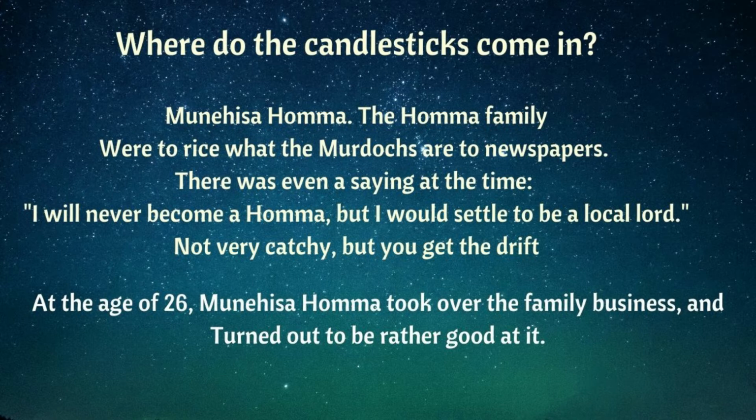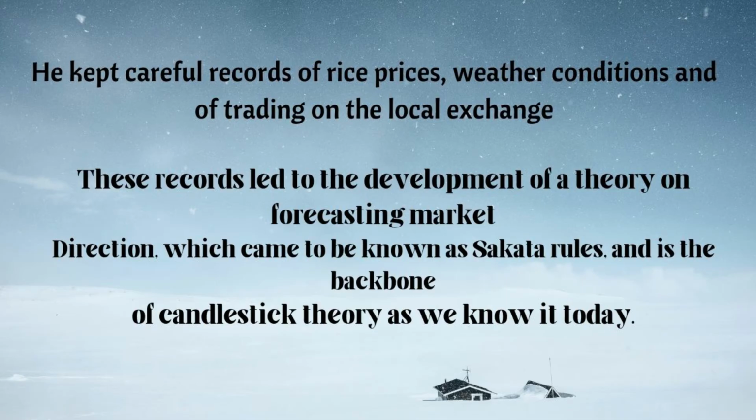At the age of 26, Munehisa Homma took over the family business and turned out to be rather good at it. He kept careful records of rice prices, weather conditions, and of trading on the local exchange. These records led to the development of a theory on forecasting market direction, which came to be known as the Sakata rule, and is the backbone of candlestick theory as we know it today.